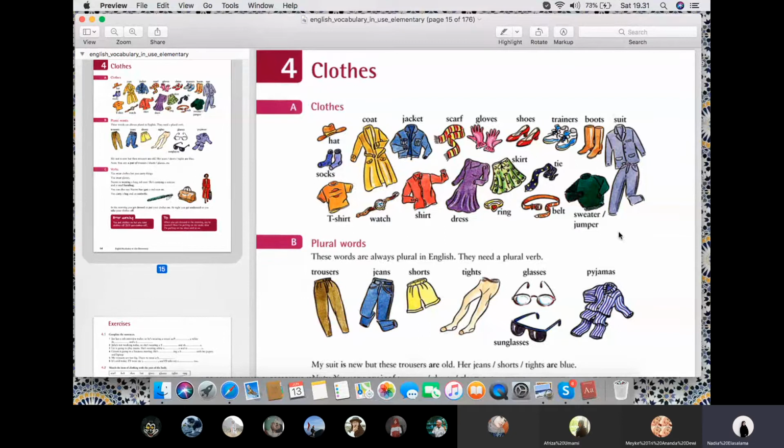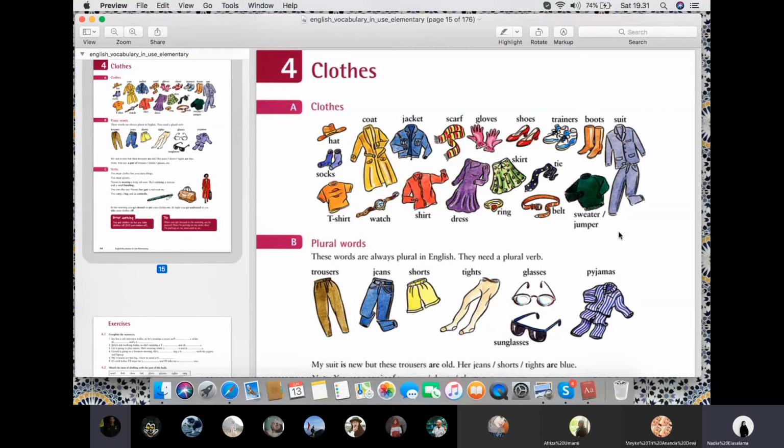Ada dress. Dress di sini gaun gitu. Selanjutnya ada ring, cincin, skirt, rok gitu. Kalau misalnya roknya panjang, biasanya disebut dengan maxi skirt. Gitu. Ada depannya tambahan maxi or long. Long skirt or maxi skirt.